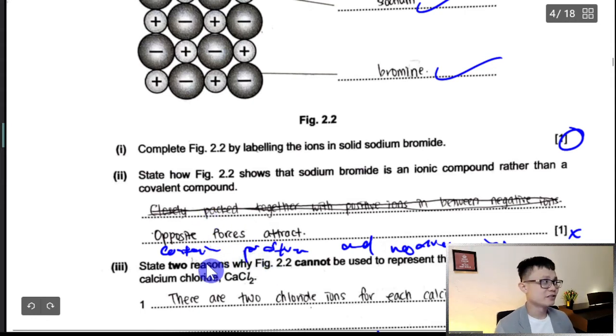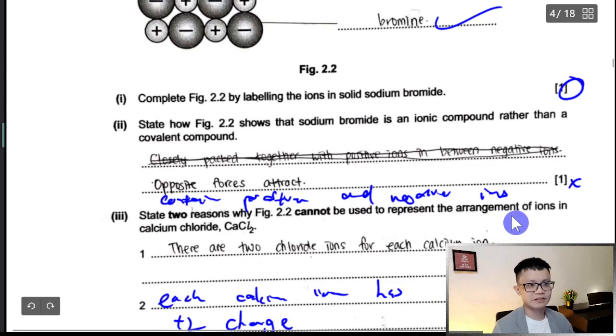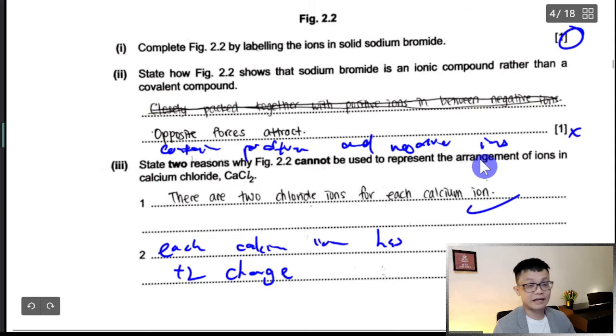I think they usually have a group of teachers, and then they will ask their superior or leader to see whether this answer is correct or wrong. But this tutorial is just a discussion. We are not going to discuss how the teacher marks the paper. So in order to make life easier, I just put wrong, because I also don't know. State 2 reasons figure 2.2 cannot be used to represent the arrangement of ions in calcium chloride.